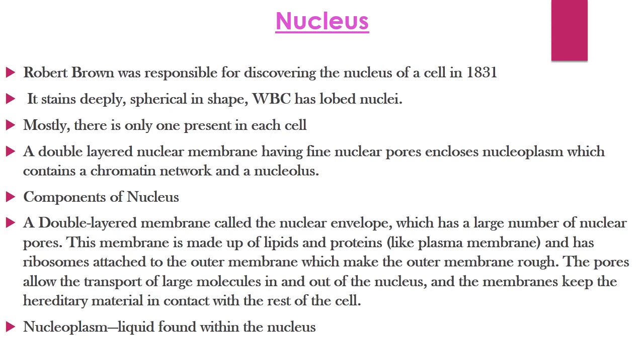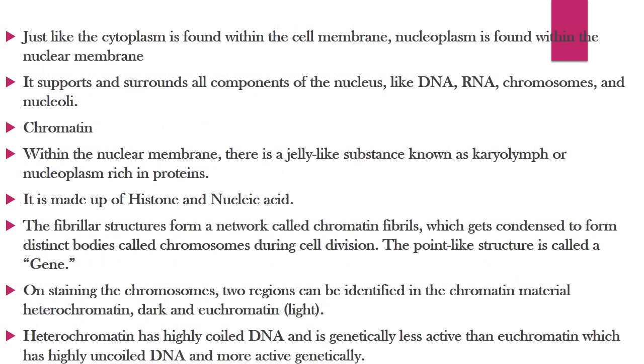Nucleoplasm is the liquid found within the nucleus. Just like the cytoplasm is found within the cell membrane, the nucleoplasm is found within the nuclear membrane. It supports and surrounds all components of the nucleus like DNA, RNA, chromosomes and nucleoli. Chromatin: within the nuclear membrane, there is a jelly-like substance known as karyolymph or nucleoplasm that is rich in proteins.